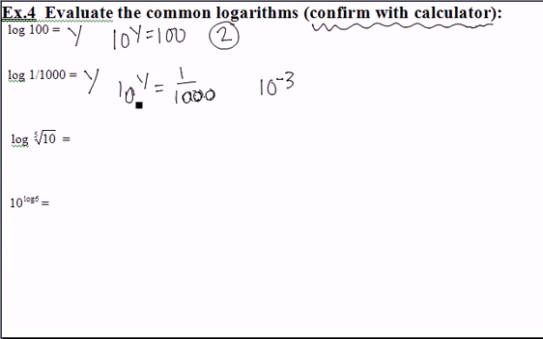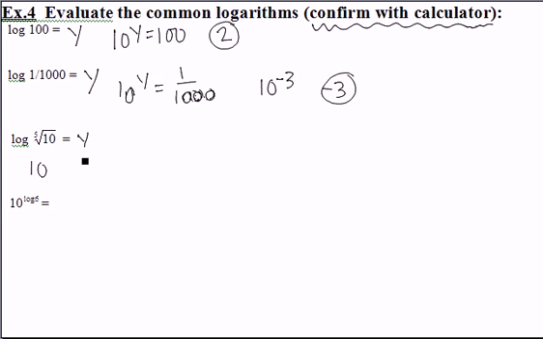So now can we answer this question? 10 to what power gives us 1/1000th? You bet. -3. Uh-oh, here comes a square root. But wait, it's not a square root, it's a fifth root. Oh. Okay, base is still 10.